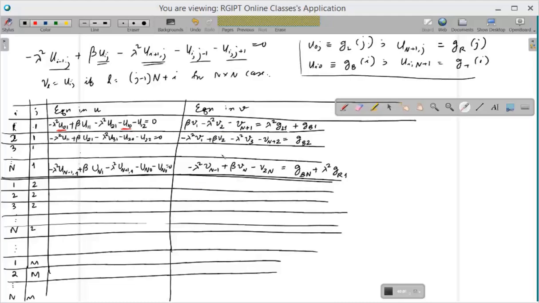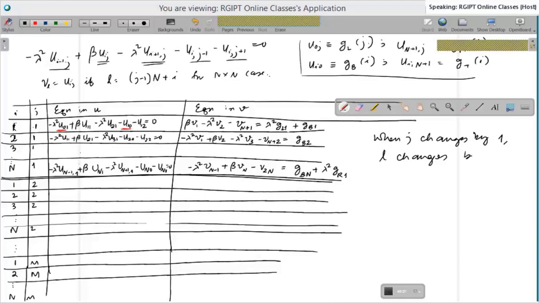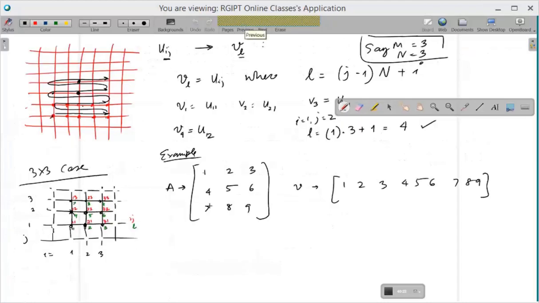That is what you have to keep in mind, and you can write down all the equations. When j changes by 1, L changes by n. That you can see from our scheme itself. If you have an n by m matrix, the n entries run this way. If your j changes by 1, for example going from here to here, L is going to change by 3 entries.